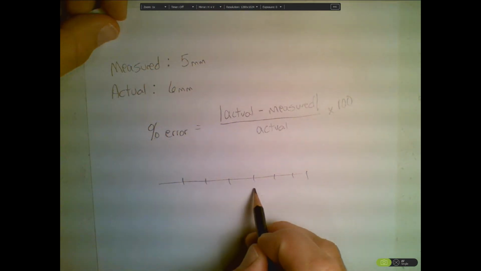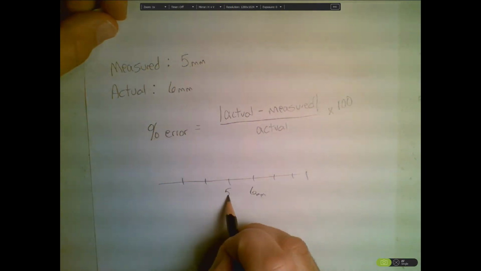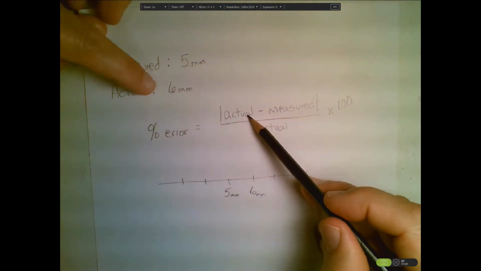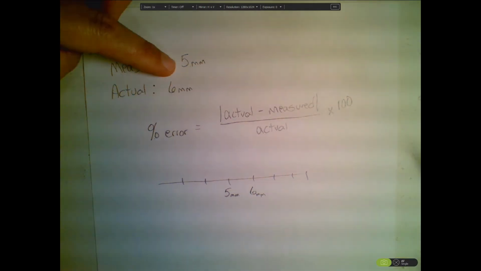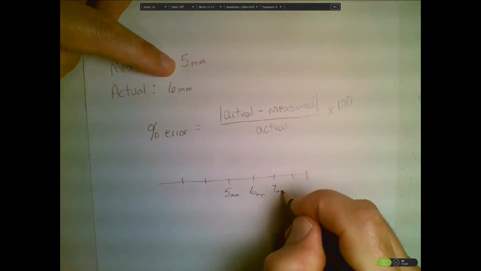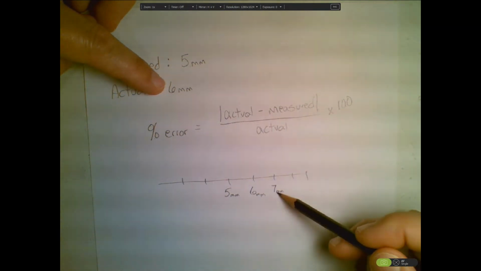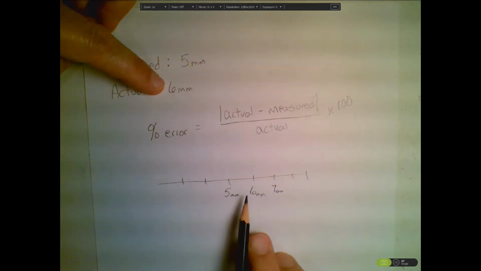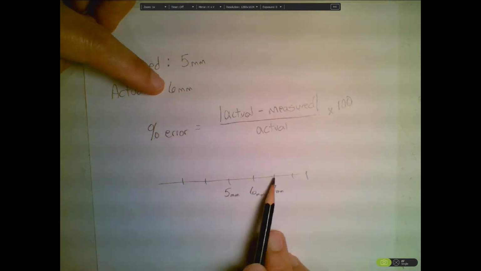if this is the actual 6 millimeters and I measured it to be 5 millimeters, when I subtract actual minus measured, I'm going to get 6 minus 5 or positive 1. But if another group measured 7 millimeters, their actual being 6 minus measured, 6 minus 7 is going to be negative 1. But are they any better or worse than we were? No. They were 1 off, we were 1 off. It didn't matter which side of the 6 we were on. We were both equally wrong.